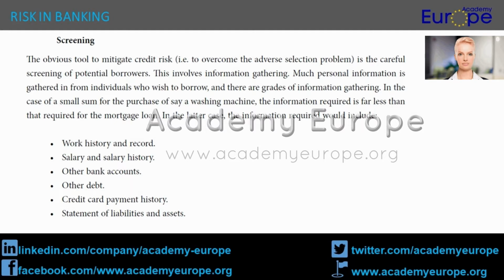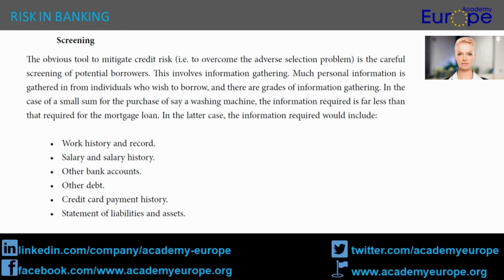Screening. The obvious tool to mitigate credit risk, i.e. to overcome the adverse selection problem, is the careful screening of potential borrowers. This involves information gathering. Much personal information is gathered from individuals who wish to borrow, and there are grades of information gathering.